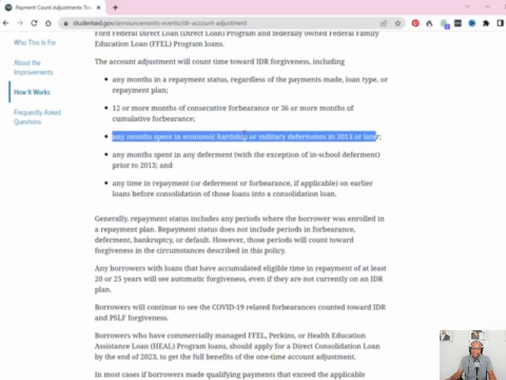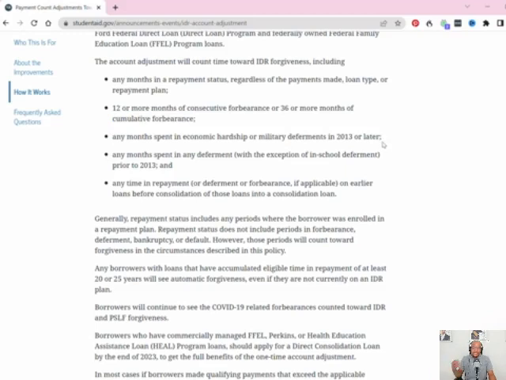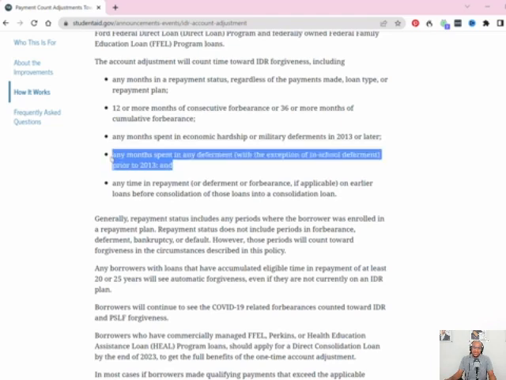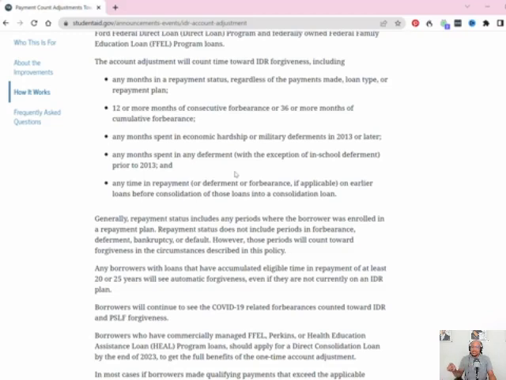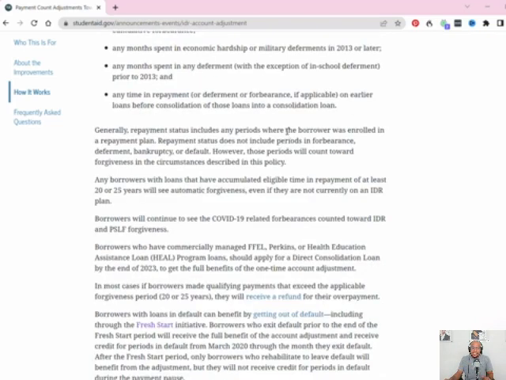You also will have counted any months spent in economic hardship or military deferments in 2013 or later. Believe it or not, when you used to be in deferment for military service, they would not give you credit in some cases towards your student loans. They are correcting that. They're also giving credits for any months spent in deferment before 2013. Now, the small exception to this is it couldn't be in-school deferment. So there's deferment and then there's forbearance. If you were in forbearance, it's that 12 months or 36 months barrier. If you were in deferment and that deferment was before 2013 and not because you were in school, it counts no matter what.